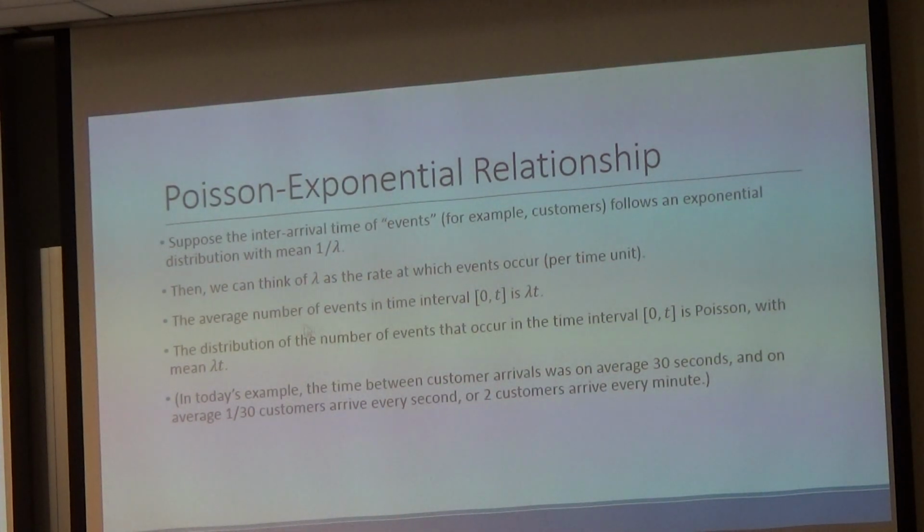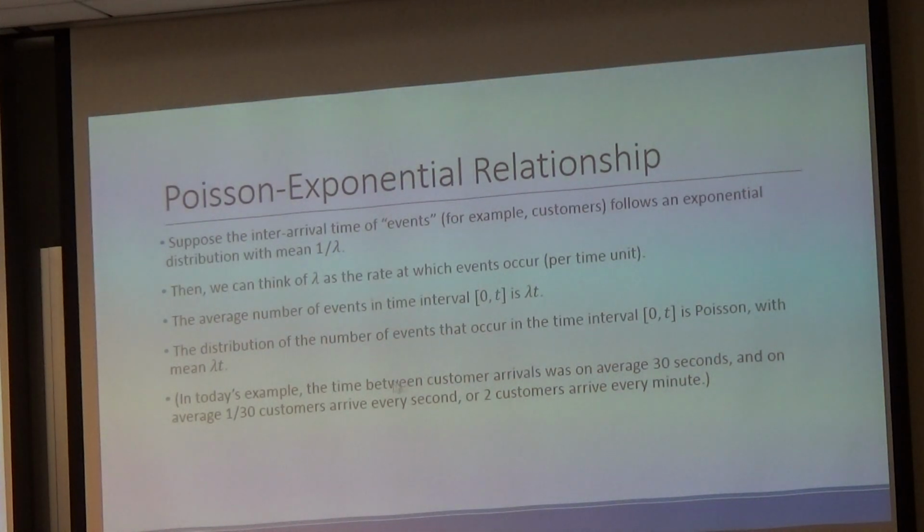The average number of events in a time interval should be lambda times t. And the distribution of the number of events that occur in that time interval should be Poisson, and the mean should be lambda times t. So the lambda is the rate that things are happening. Lambda times t is the mean number of things that should happen in any time interval. The distribution is Poisson.